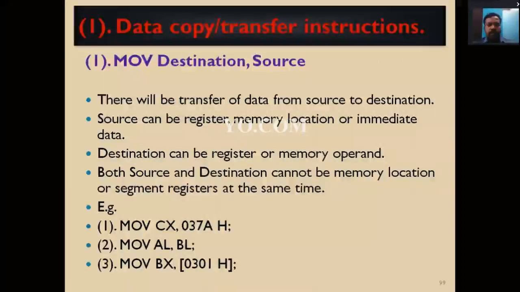MOV destination, source. Here there will be a transfer of data from one point to another point, that means from one memory location to another, or the transfer of data from source to destination. Source can be a register, memory, or immediate data. Destination can be a register or memory. Both source and destination cannot be memory locations. That is an important point. Source and destination cannot be memory locations at the same time.